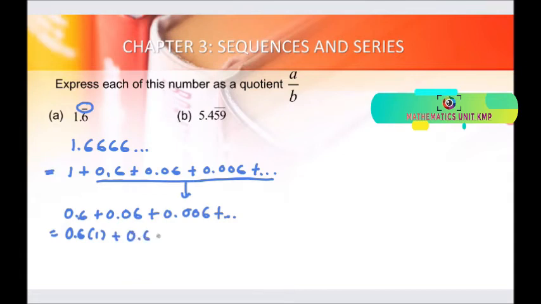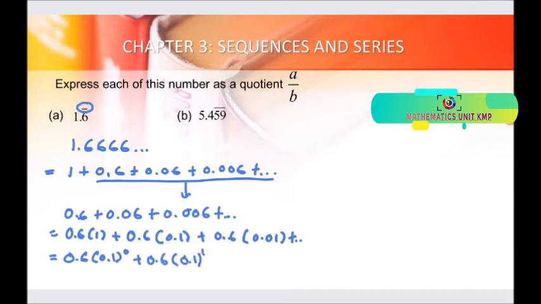plus 0.6 multiplied with 0.1 plus 0.6 multiplied with 0.01. And we know that this is 0.6 multiplied with 0.1 to the power of 0, plus 0.6 multiplied with 0.1 to the power of 1, and 0.6 multiplied with 0.1 to the power of 2 and so on. From here we get the information A equal to 0.6 and common ratio 0.1.